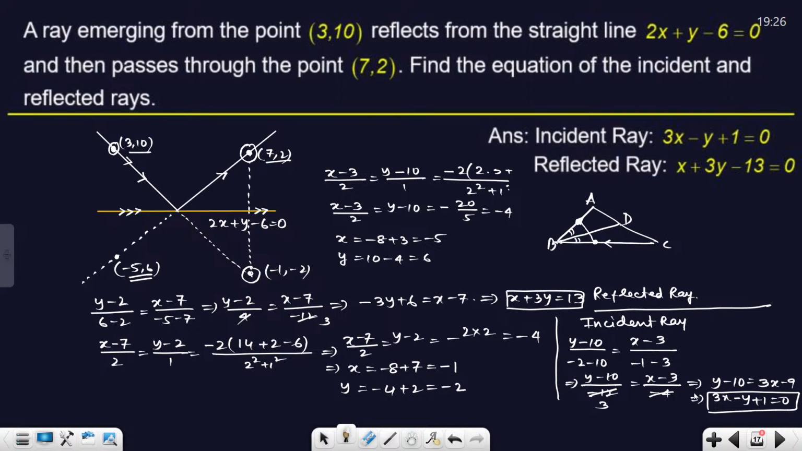Okay, let us move to the next problem. Do you have any question? Please write it down in the chat section. If you have any question, please write it down in the chat section. Okay. So let us move to the next problem.